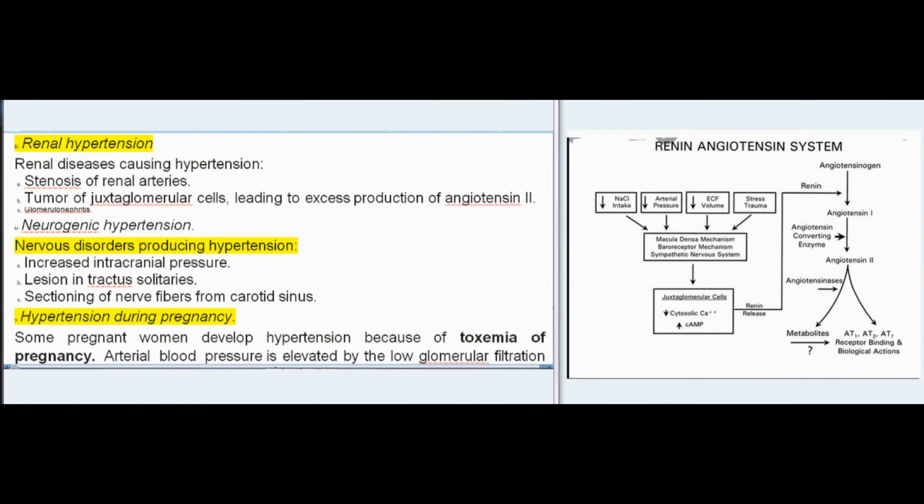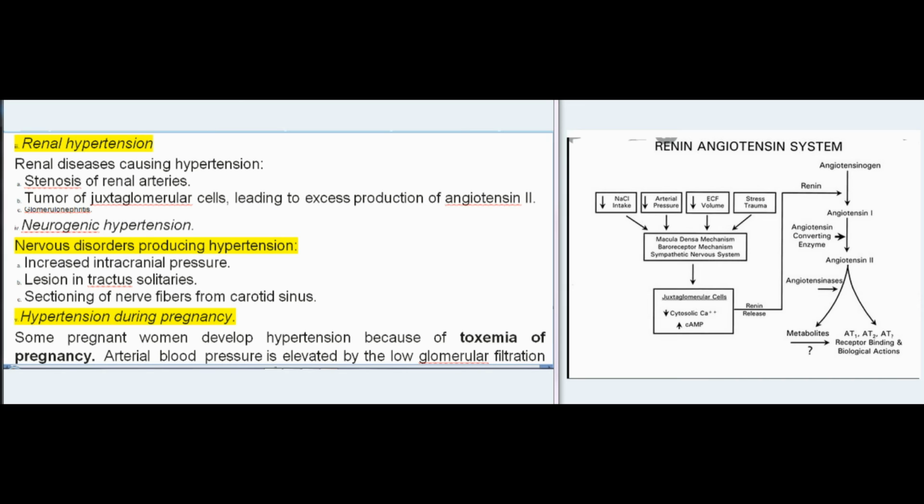Tumor of juxtaglomerular cells, leading to excess production of angiotensin II. Glomerulonephritis. Neurogenic hypertension. Nervous disorders producing hypertension: increased intracranial pressure, lesion in tractus solitarius, sectioning of nerve fibers from carotid sinus.